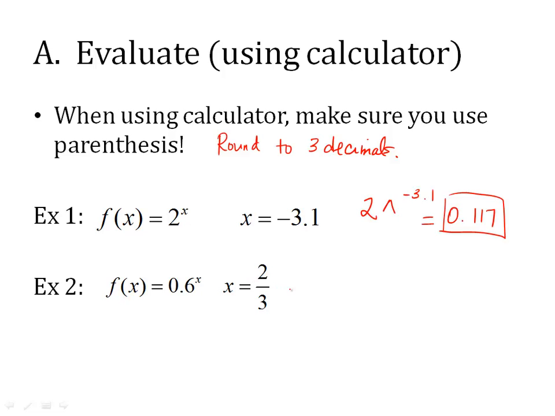Example 2. Again, I would type in 0.6, and in this one, I'd have to do caret, and I would do parentheses, 2 over 3. You can use the fraction on the calculator, and then you would hit enter and round to 3 decimal places again. I would get 0.711. All right, so that's simple. You will have some evaluating on your homework, so you'll want your calculators.